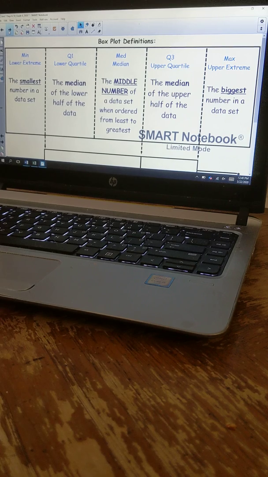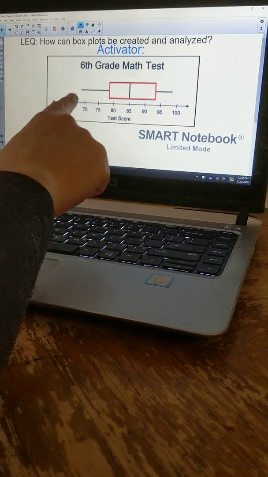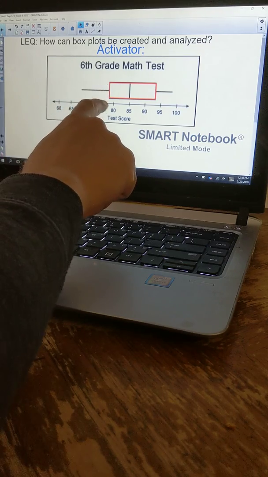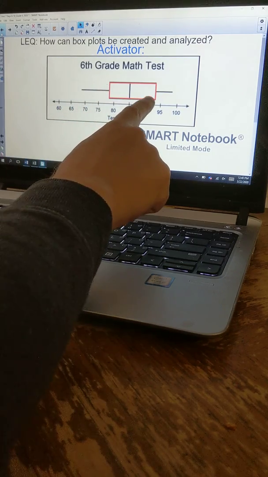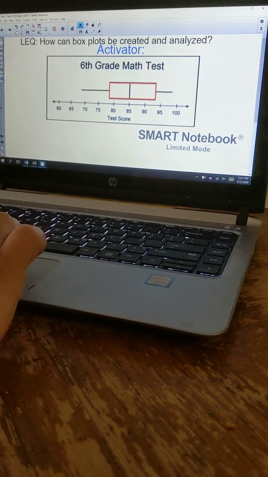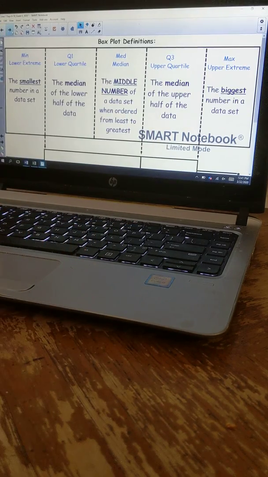So the median score on this 6th grade test was an 85. On this slide, there's quite a few pieces of notes. There are 5 pieces to the box and whisker plot. The end is 1 piece. The beginning of the box is 2, the median is 3, the end of the box is 4, and the edge or upper extreme is 5. So there are 5 parts to this box. Go ahead and take these 5 parts into your notes now.